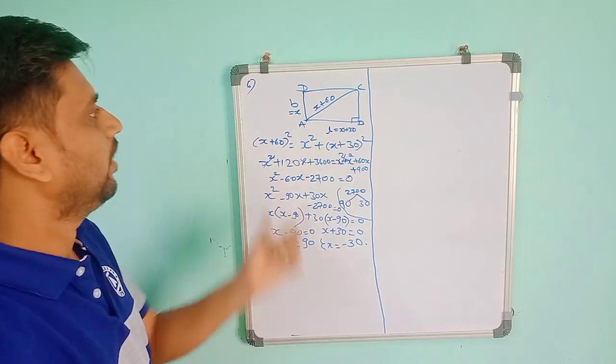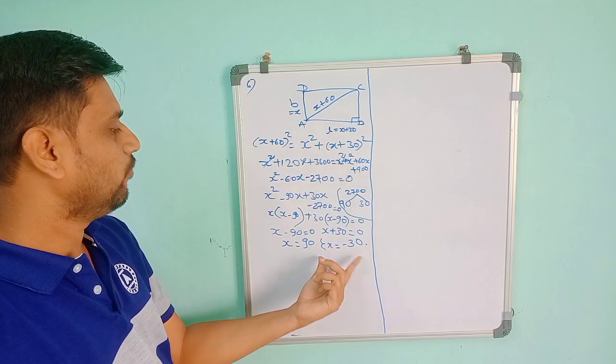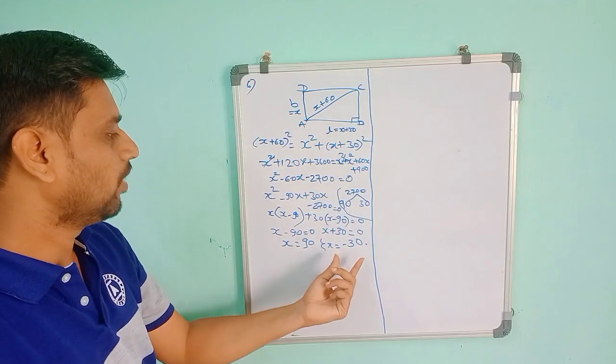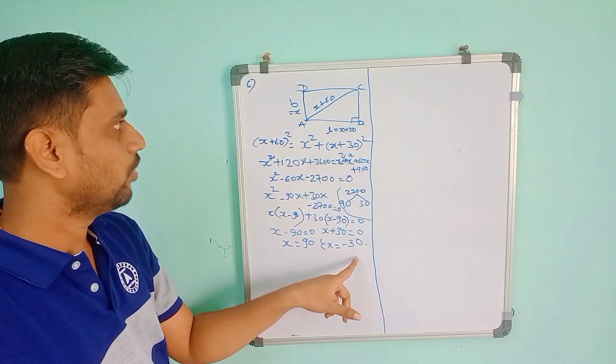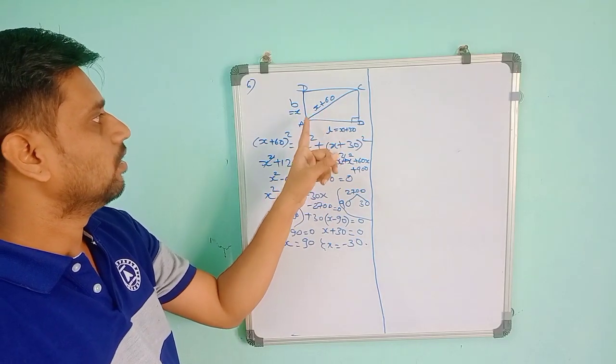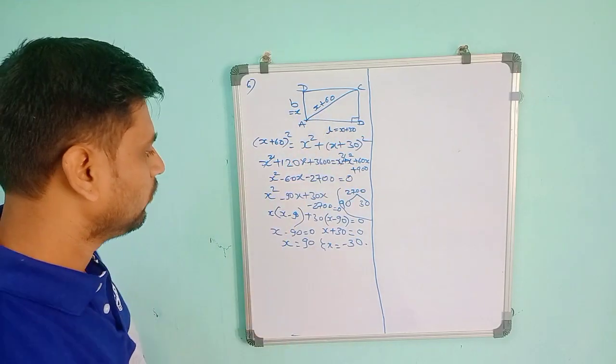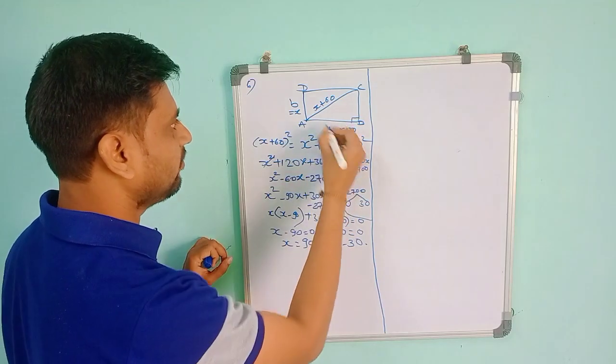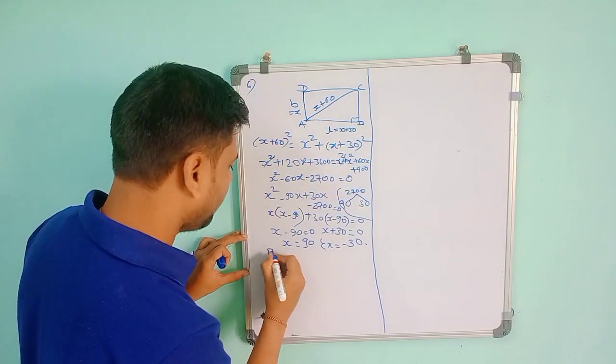What we have taken x as breadth. So x is minus 30 will not be taken, because it is a negative value and it is neglected. The breadth of the rectangle will not be a negative value. So you can take x as 90. So breadth is 90.